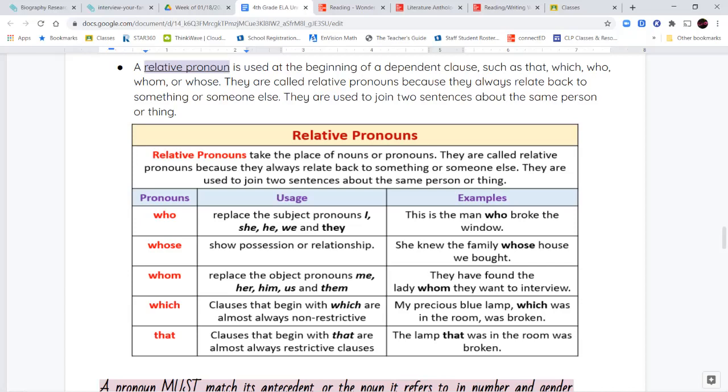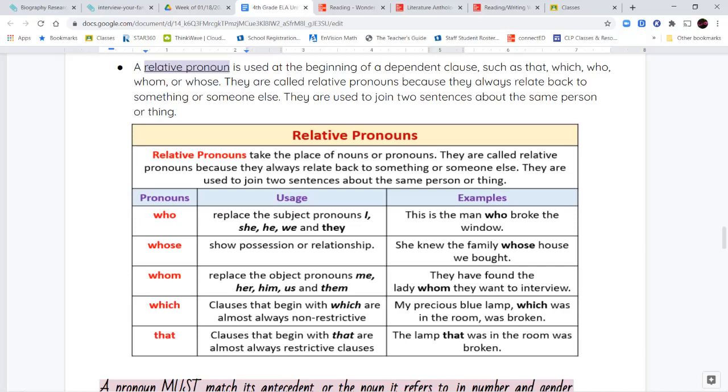Whose shows possession or relationship. She knew the family whose house we bought. We're talking about the family that owned that home previously, right? We're talking about possession or ownership. Whom replaces an object pronoun. So who replaces a subject pronoun? Whom replaces an object pronoun such as me, her, him, us, and them. Remember, object pronouns come towards the end of the sentence, subject pronouns come towards the beginning of the sentence. So they have found the lady whom they wanted to interview. The whom that we're talking about is the lady they wanted to interview. That's in the later part of the sentence.